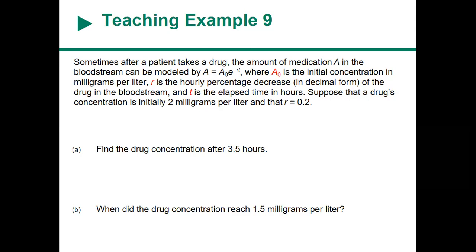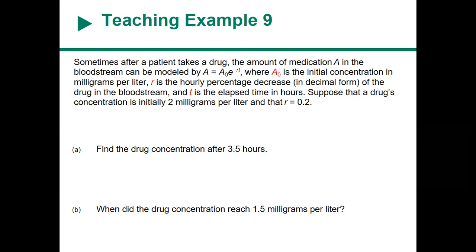Sometimes after a patient takes a drug, the amount of medication A in the bloodstream can be modeled by A equals A sub 0, or A naught, e to the negative rt, where A sub 0 is the initial concentration in milligrams per liter, r is the hourly percentage decrease in decimal form of the drug in the bloodstream, and t is the elapsed time in hours. Suppose that a drug's concentration initially is 2 milligrams per liter, and the rate is equal to 2/10. Find the drug concentration after 3.5 hours.